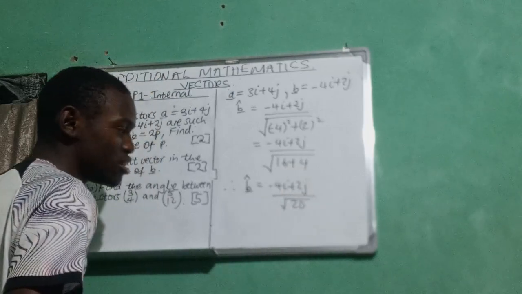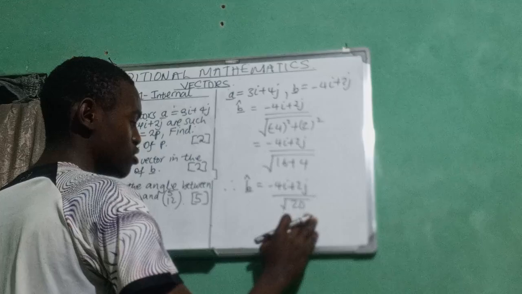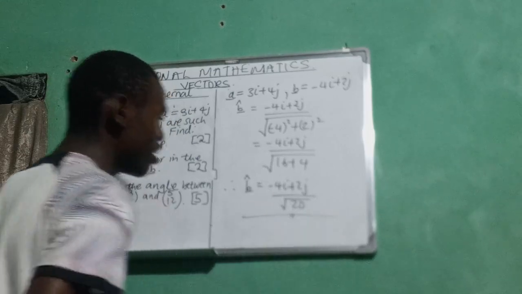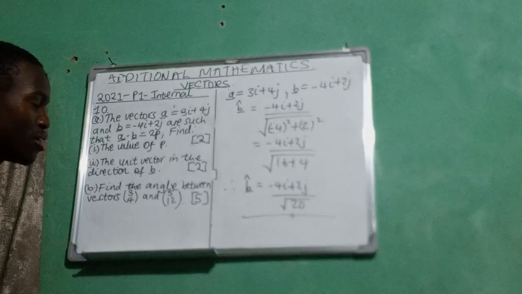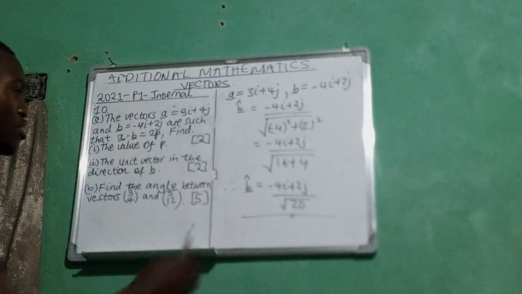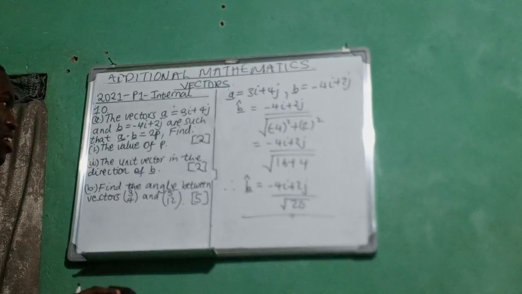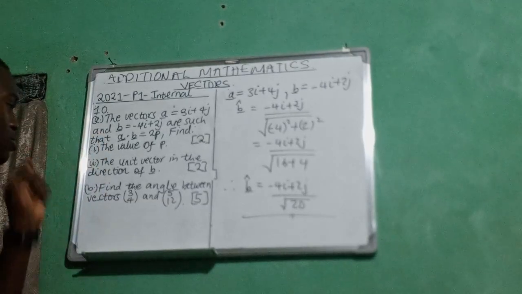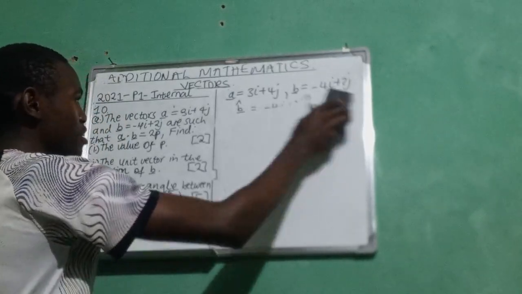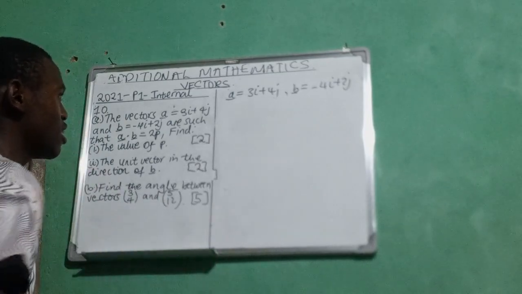When you reach this point, simplifying the square root of 20 is not necessary. We just leave it in this form. So this is your final answer, the square root of 20, and this is your b hat, which is the unit vector in the direction of B. That's the final answer. So I've answered A1 and A2. Now let's go to B. B will be a bit long. That's why it's worth 5 marks.